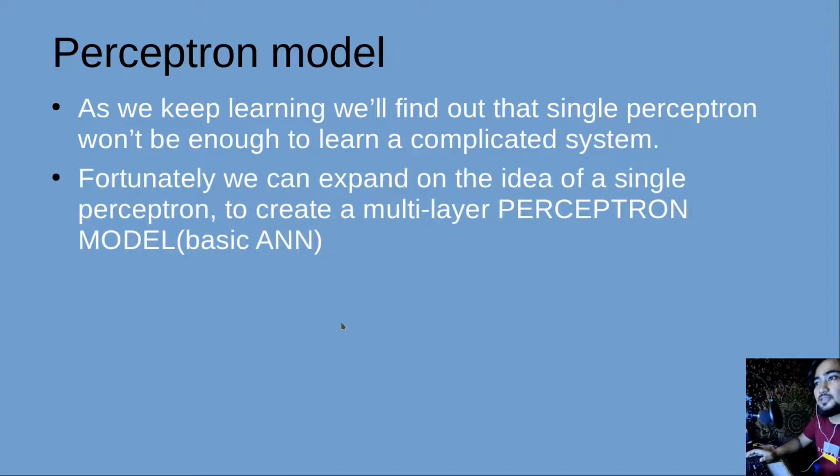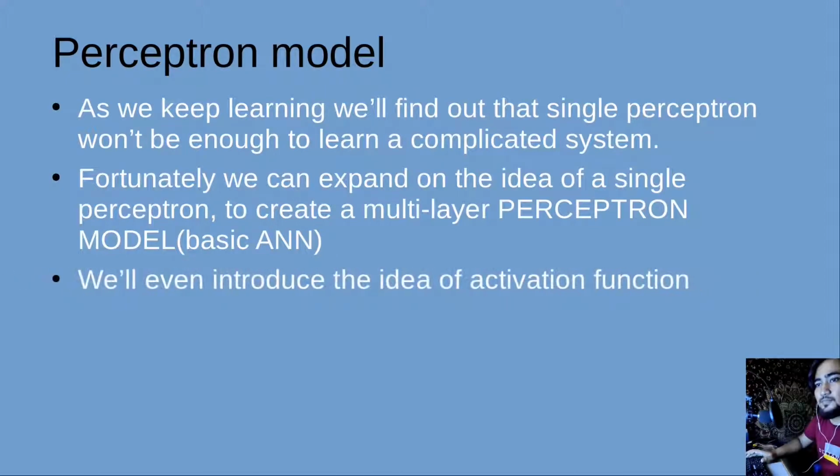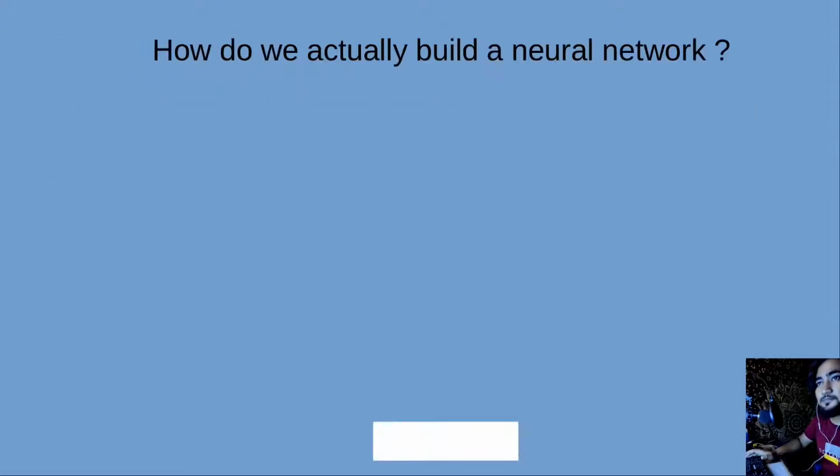And fortunately, we can expand on the idea of a single perceptron to create a multi-layer perceptron, that is a basic artificial neural network. We can build a multi-layer perceptron model, that is we can feed the data of a perceptron model to another perceptron model to build a basic artificial neural network. And in this topic, we'll even introduce the idea of activation function. And the bigger question is, how do we actually build a neural network? We discussed the perceptron model in our previous video, but how do we actually build up a neural network?